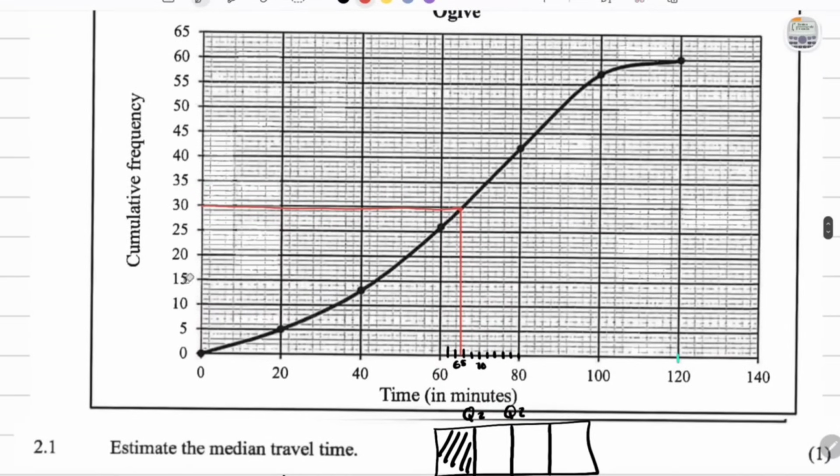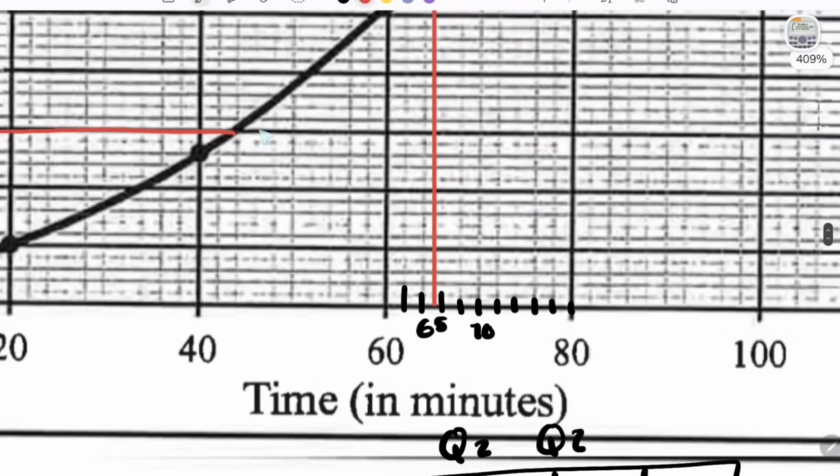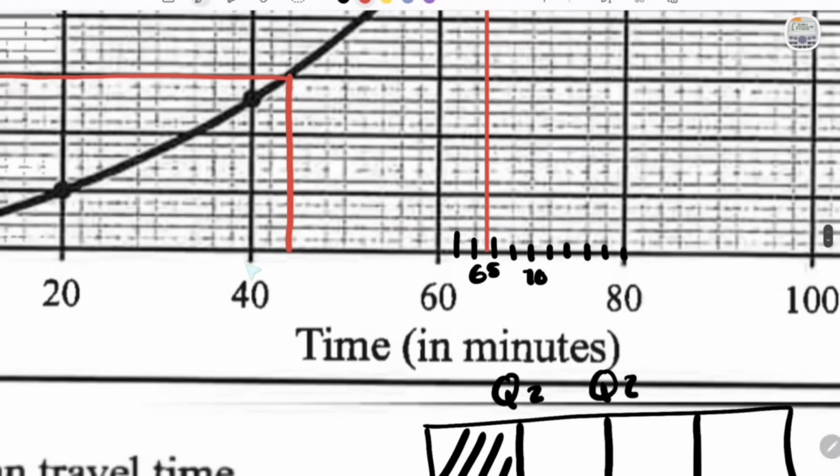But on our ogive, we're just going to go to 15 and then go to the side until we hit the ogive, and then we're going to go down. Okay, so with this one, it actually clearly looks like it hit here. So I'm just really going to take it from there. So this is 40, and remember it's counted in intervals of 2. So 40, 42, and 44.